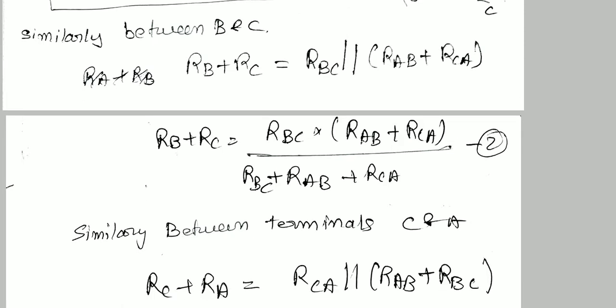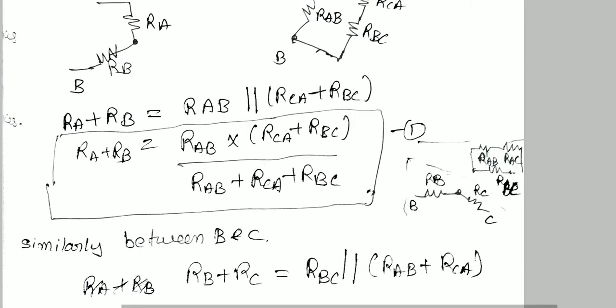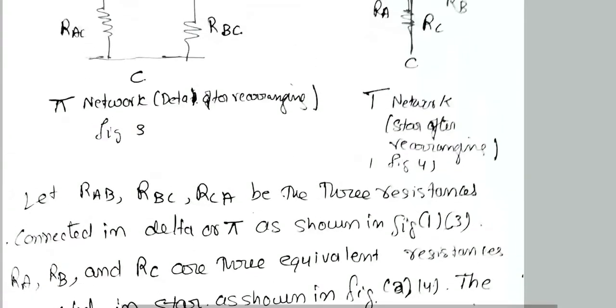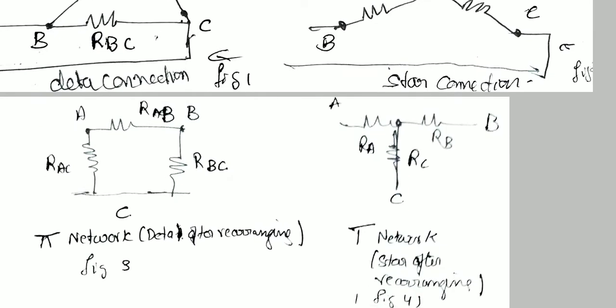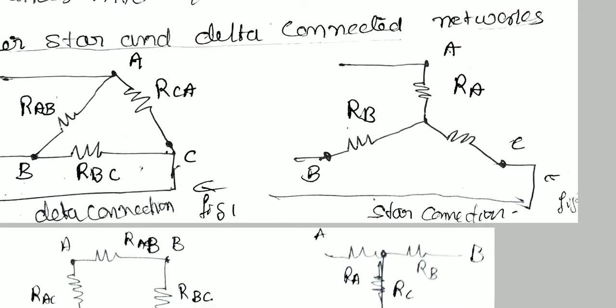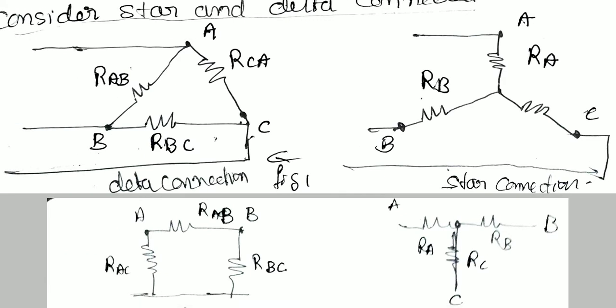Okay, so for the parallel combination we know the formula: RBC into the sum RAB plus RCA divided by RBC plus RAB plus RCA, that is R1 into R2 divided by R1 plus R2, the parallel resistance formula. Similarly, between C and A, what is the resistance? The resistance between C and A in the star network is RA plus RC. On the delta side, RCA is in parallel with RAB plus RBC.